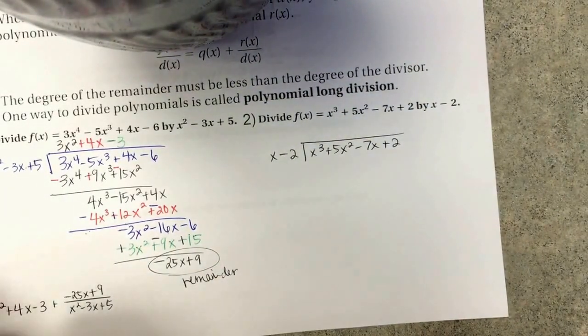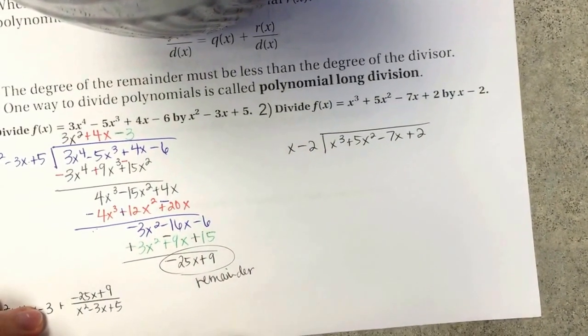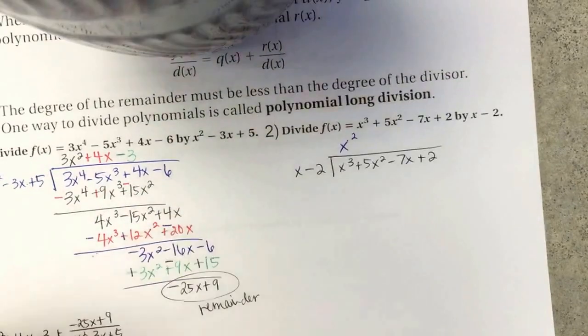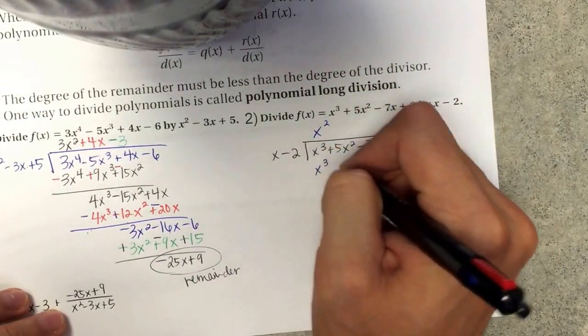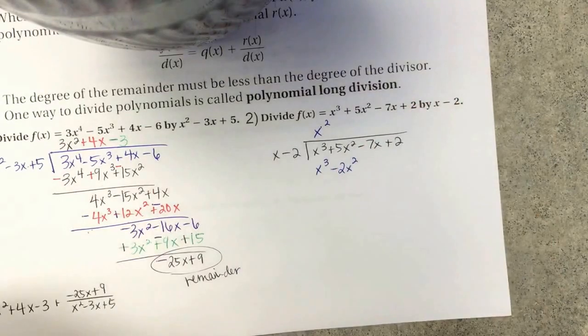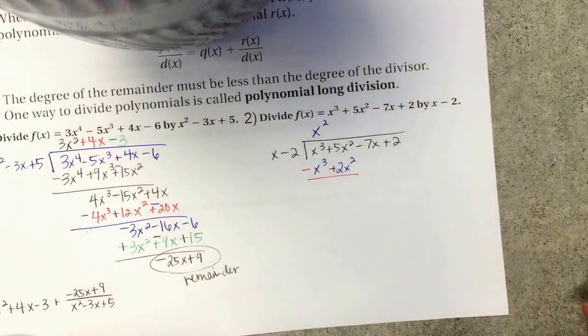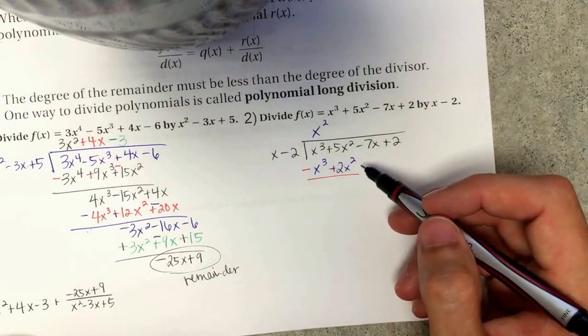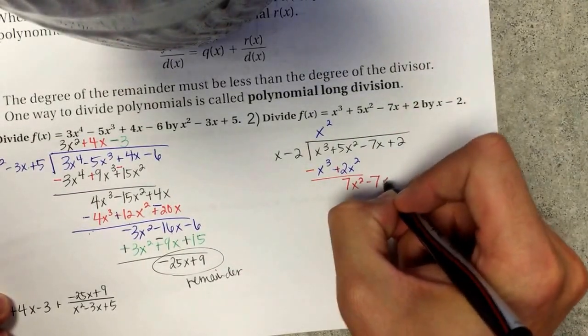And now we're going to follow the same process we did in the last problem. X goes into x cubed how many times? You'd have to multiply by x squared, and you distribute. So we get x cubed minus 2x squared. Again, we're going to change both signs, and we're going to add our columns. First one cancels. Second one, we end up with a 7x squared. We bring down the next term, 7x.